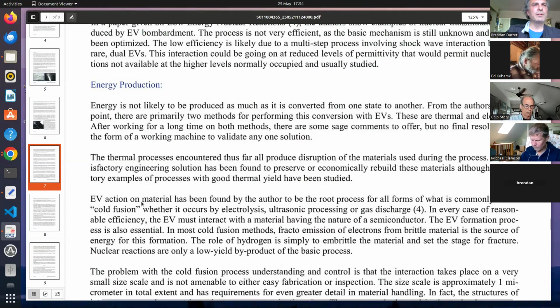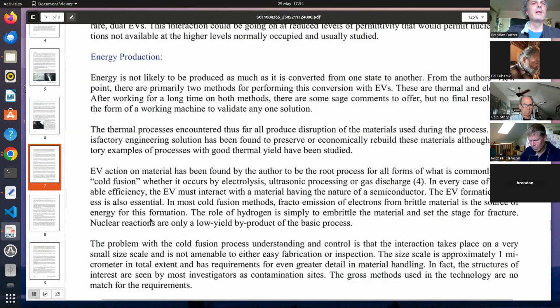EV action on material has been found by the author to be the root process for all forms of what is commonly called cold fusion. Whether it occurs by electrolysis, ultrasonic processing, or gas discharge, reference 4, in every case of reasonable efficiency, EV must interact with a material having the nature of a semiconductor. The EV formation process is also essential.